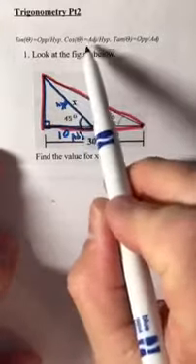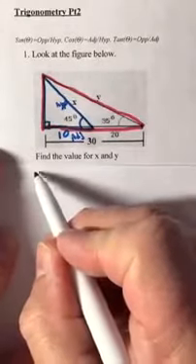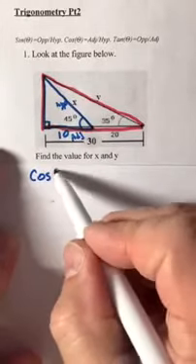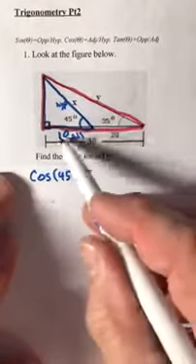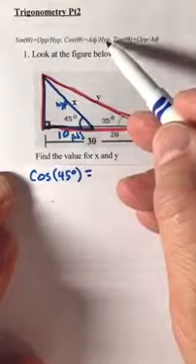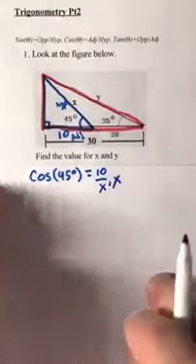So which one up here? Adjacent and hypotenuse is cosine. So we'll put cosine 45 degrees is equal to 10 over x, adjacent over hypotenuse. Okay, pause the video, solve that, and get me x.